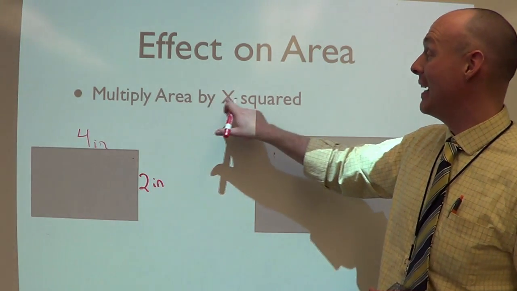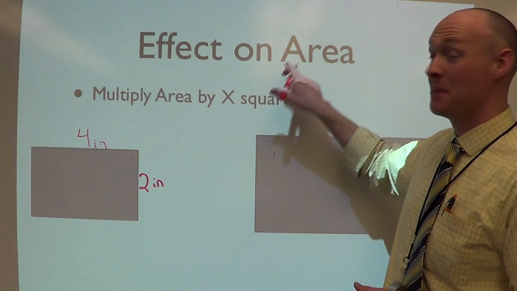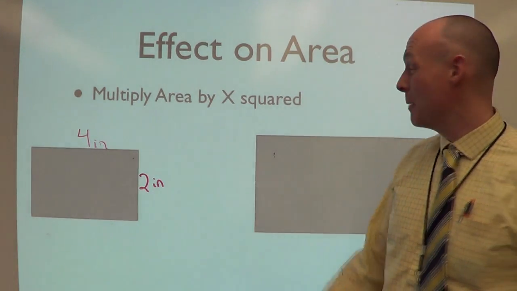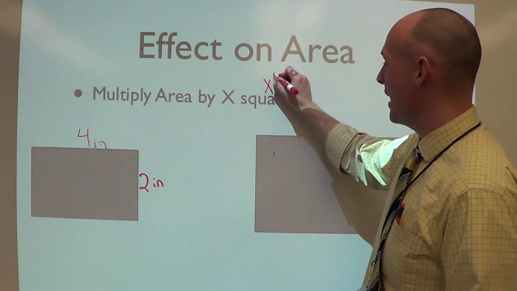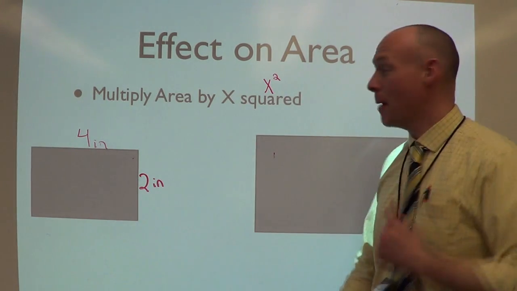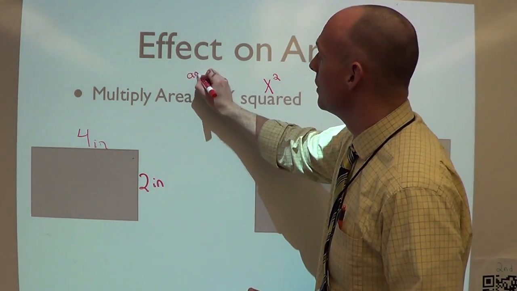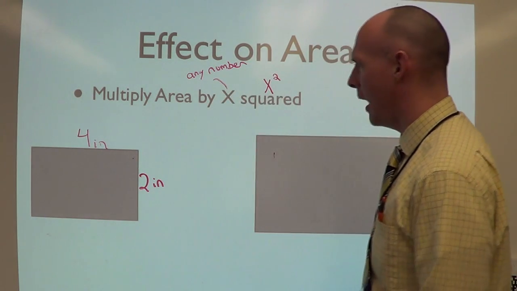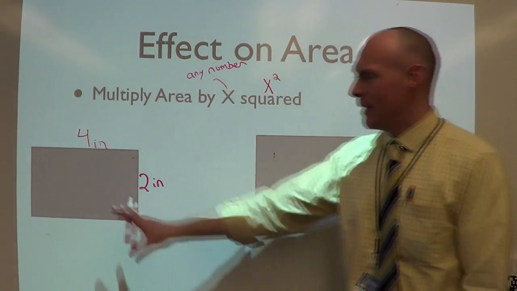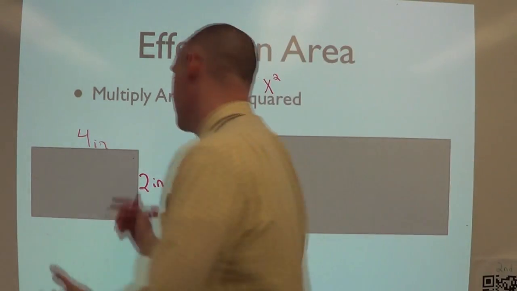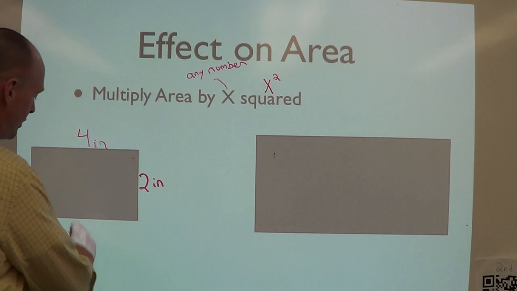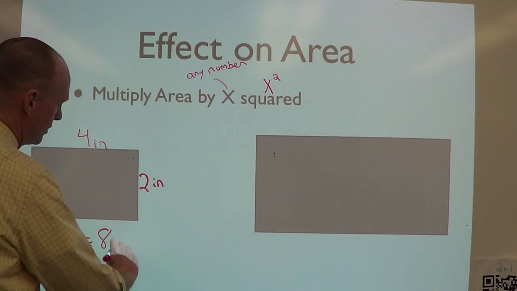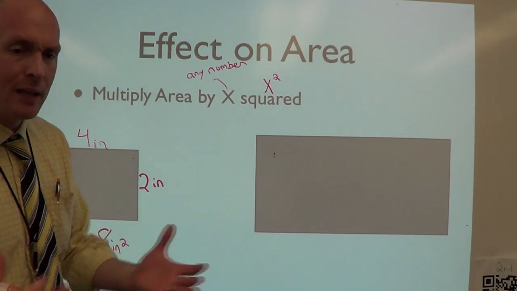Multiply area by x squared. This is the effect on area. What in the world does that mean? Well, x squared is just x to the second power. And remember, x is any number. Okay. So say I have a rectangle here. We can figure out the area. This one is 4 times 2. Area equals 8 inches squared. Easy enough, right? We got it, no problem.